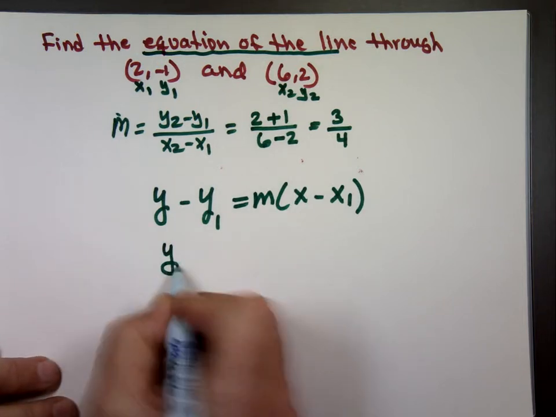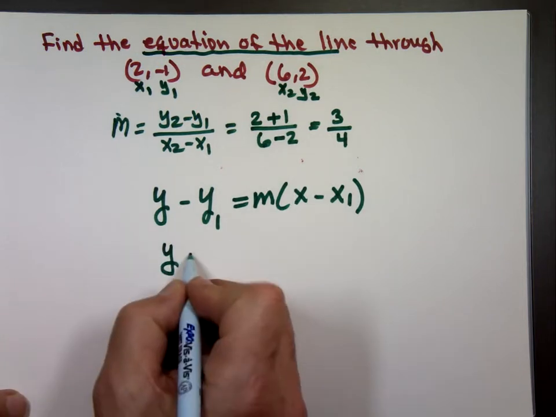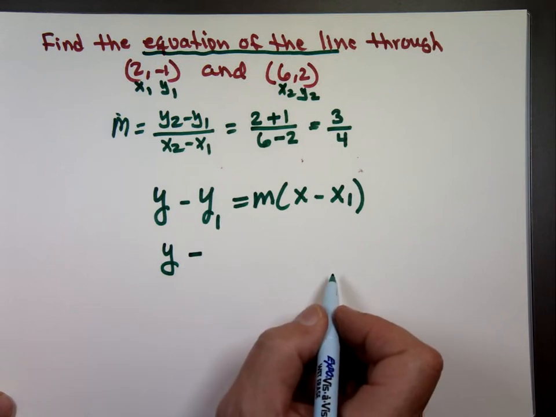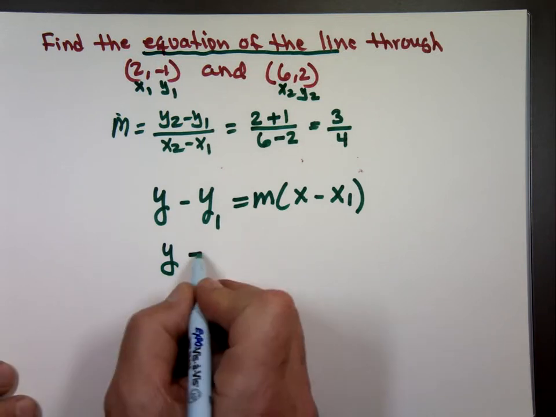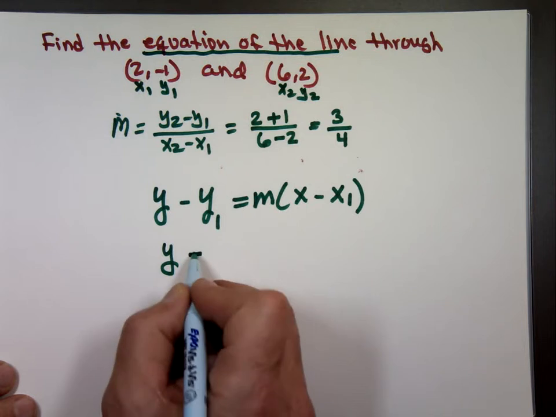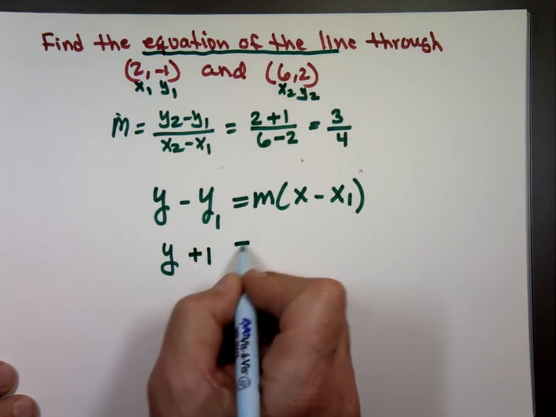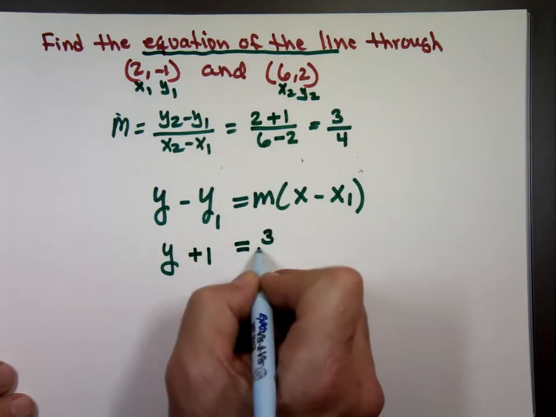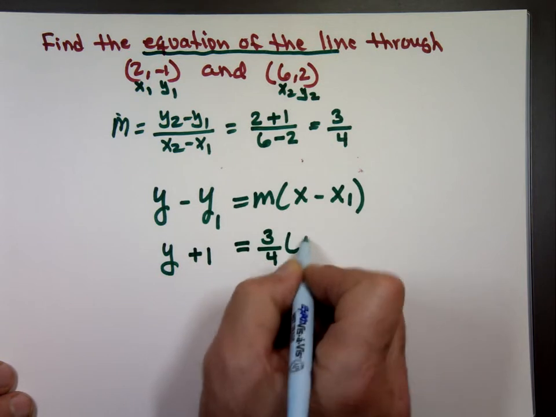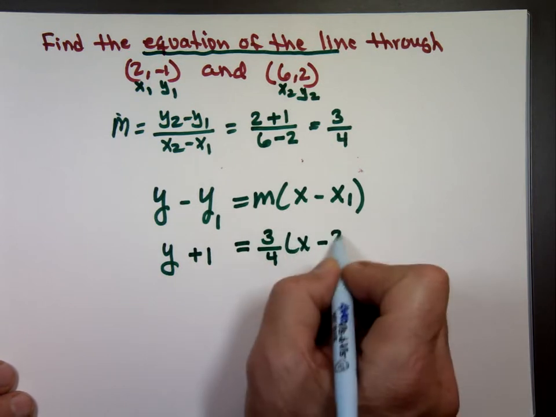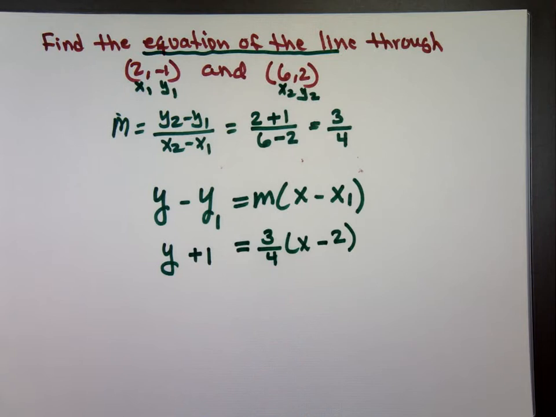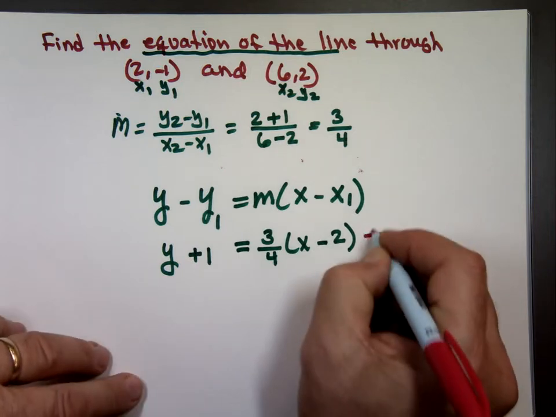Y minus, what's y sub 1? Minus 1, right? So it becomes y plus 1 equals 3 over 4 x minus, what's x sub 1? 2. Again, this is known as the point slope form.